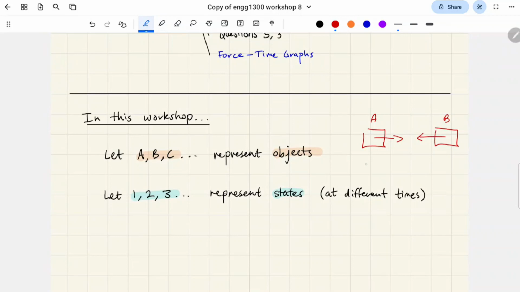So you might see this is the initial state of these boxes, and then say the boxes bounce back. It'll be like vA2, vB2. That's the notation I'm going to be rolling with, right?